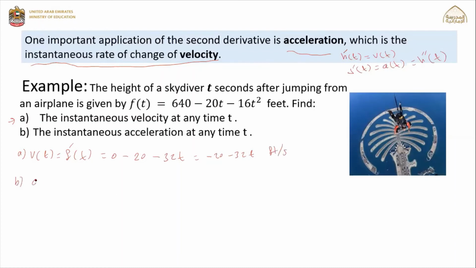What about part B? He asked me about the instantaneous acceleration, which is the derivative of v of t, or the second derivative of f. So I must take the derivative of minus 20 minus 32t. The derivative of minus 20 is 0, and minus 32t gives me minus 32. So the final result is negative 32, and the unit of acceleration is feet per second squared.